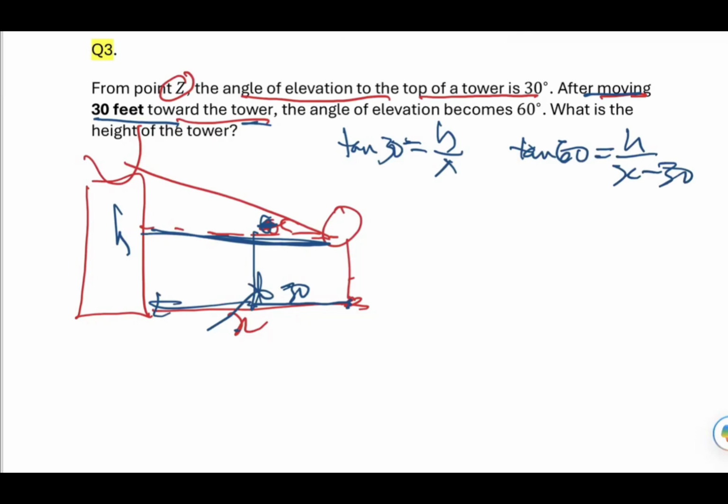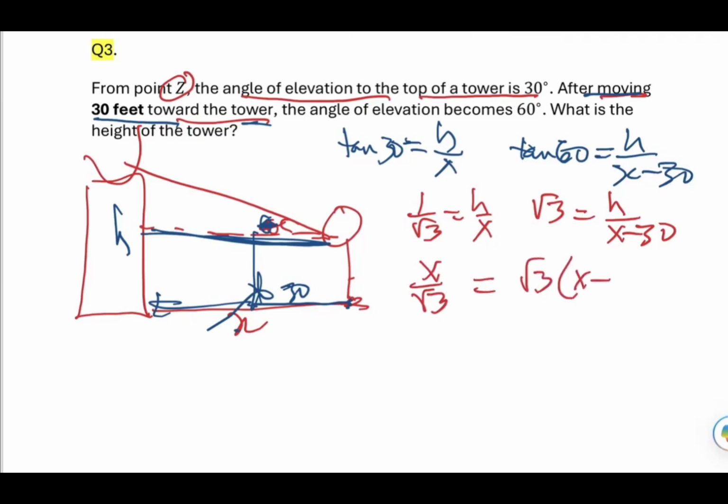Now you've got to bring your trigonometry idea, right? Tan 30 and tan 60, there's a relationship. Remember, tan 30 is 1 over square root of 3. So this is equal to h over x. Tan 60 is square root of 3. So this will be h over x minus 30. Now find h and equate them to each other. Now solve for h. h is going to be x over square root of 3. Here it will be square root of 3 times x minus 30.